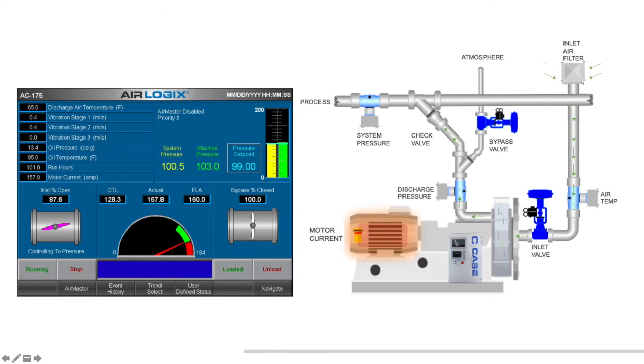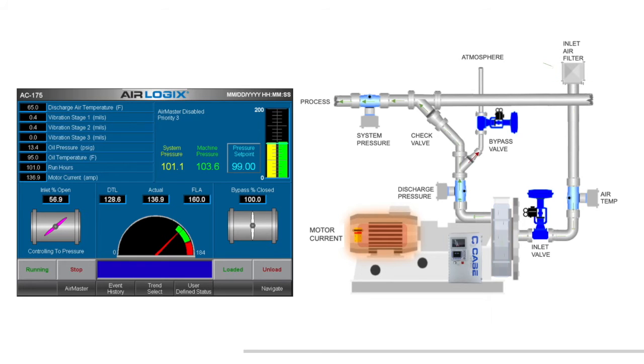Now let's see what happens when the process demand for compressed air begins to decrease. As pressure and flow are inversely proportional, a reduction in flow means an increase in pressure. The result is, the inlet valve pressure PID will begin to modulate the inlet valve in the closed direction to reduce the pressure back to the set point.